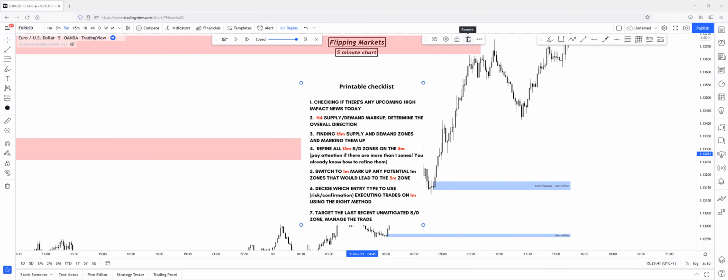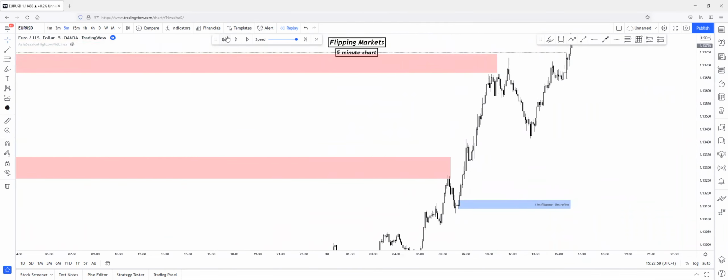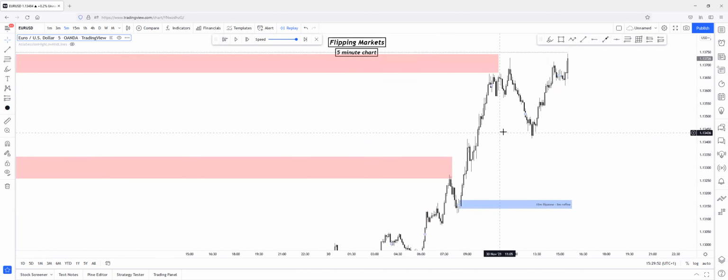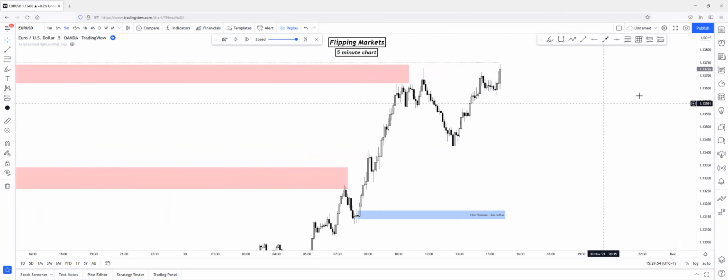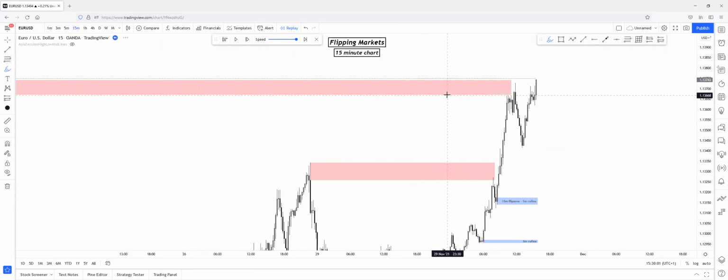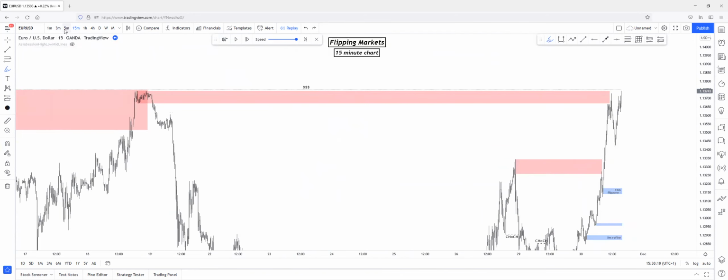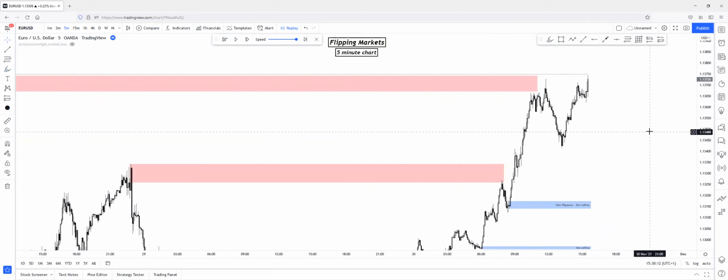Okay, so let's see the next step. As you can see, it's to switch to the 1 minute chart and mark up any potential 1 minute zones that could lead to the 5 minute zones. Okay, so basically we are waiting for the liquidity sweep from above this region. As you may know, there are 4 equal taps on the 4-hour chart, on the 15-minute chart, on any chart. So there's huge liquidity on this line. So basically we are waiting for the sweep of this liquidity on the 1 minute chart.